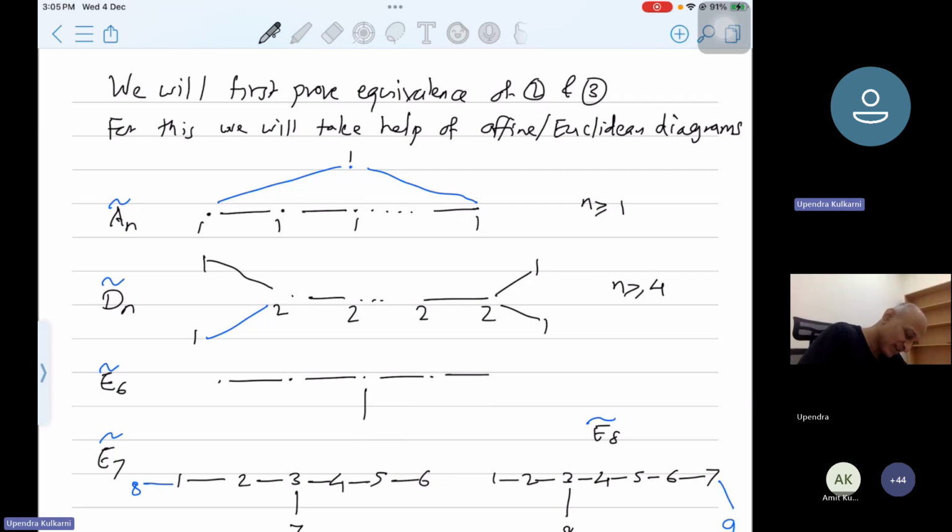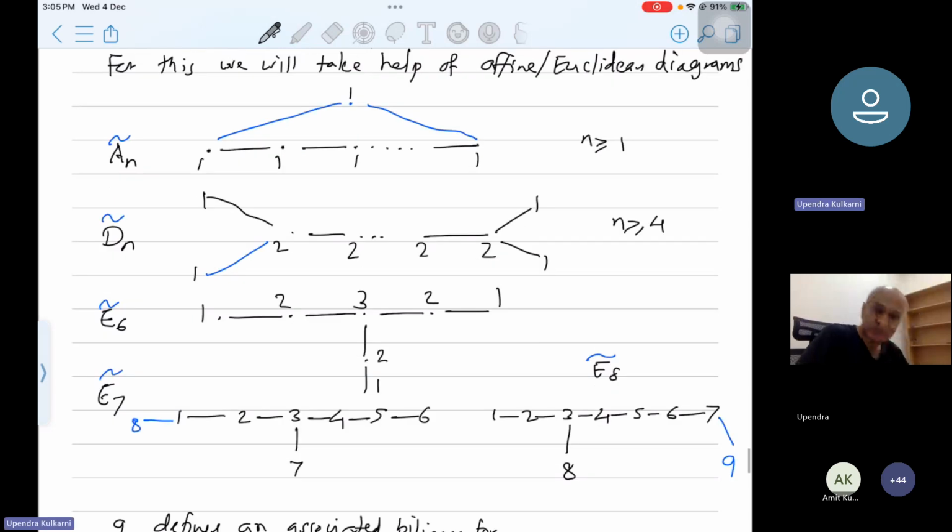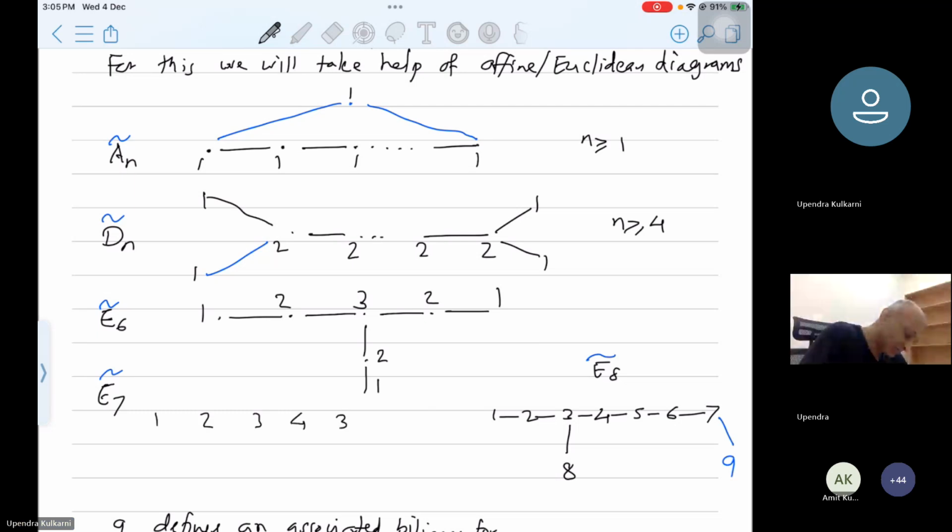So this I'm afraid I do not know by heart, so I just have to copy this. All right, so 1 2 3 2 1, and of course it's going to be symmetric. E7 tilde has, again, 1 2 3 4 3 2 1, and then the 4 goes to 2.